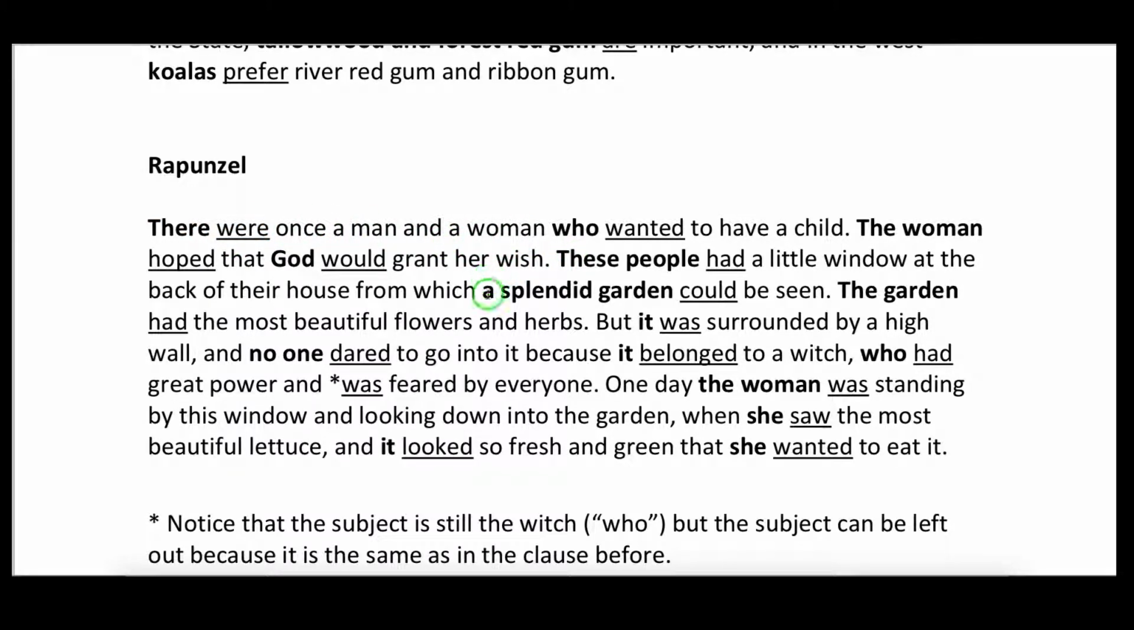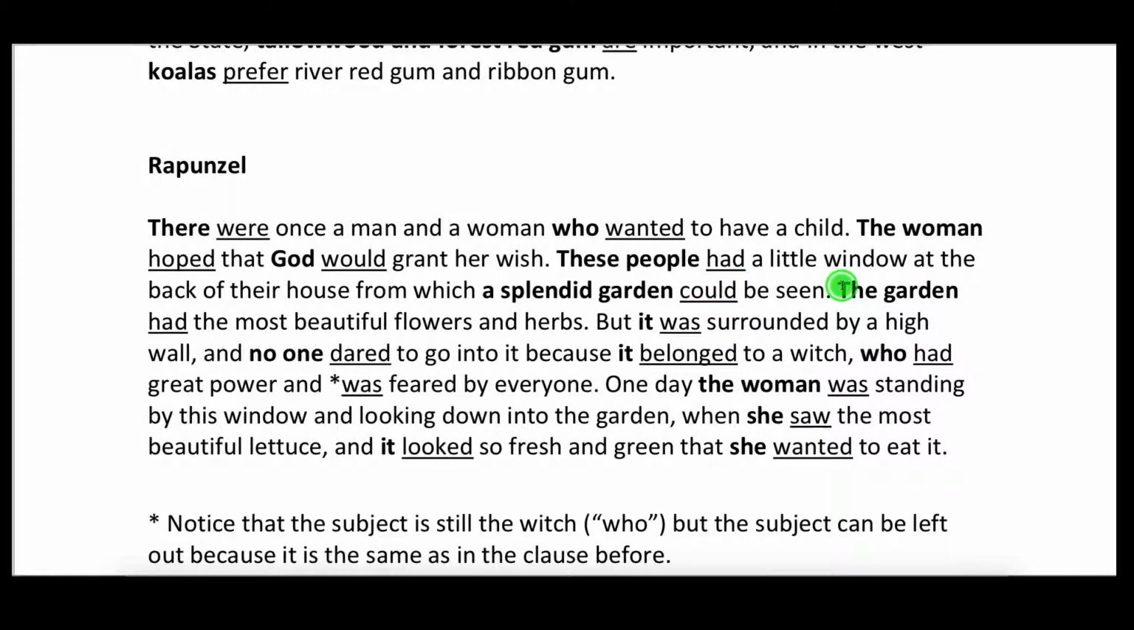In this one, a splendid garden could be seen. That's a passive clause. The subject is a splendid garden, and the verb group is could be seen. What's the finite element of that verb group? In other words, what is the part of that verb group which connects to the subject? It's this one, could. Could also tells you that if you wanted to make this a negative clause, couldn't be seen, that's where the not would go on this finite element here.